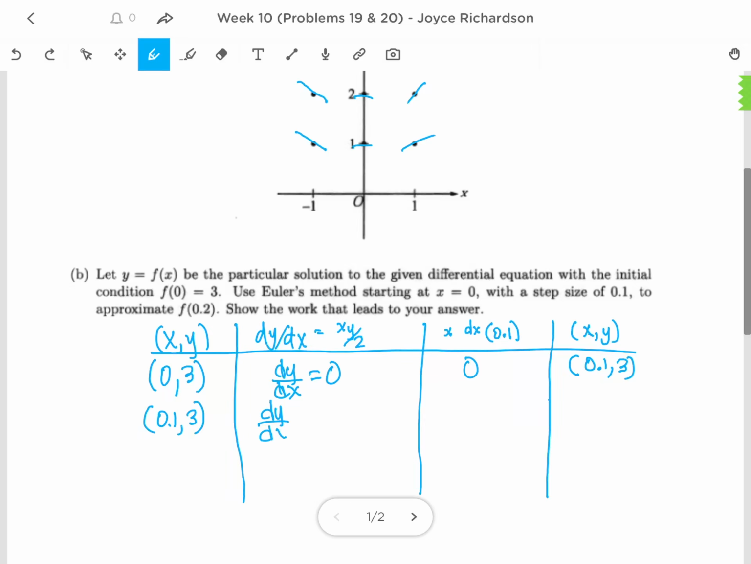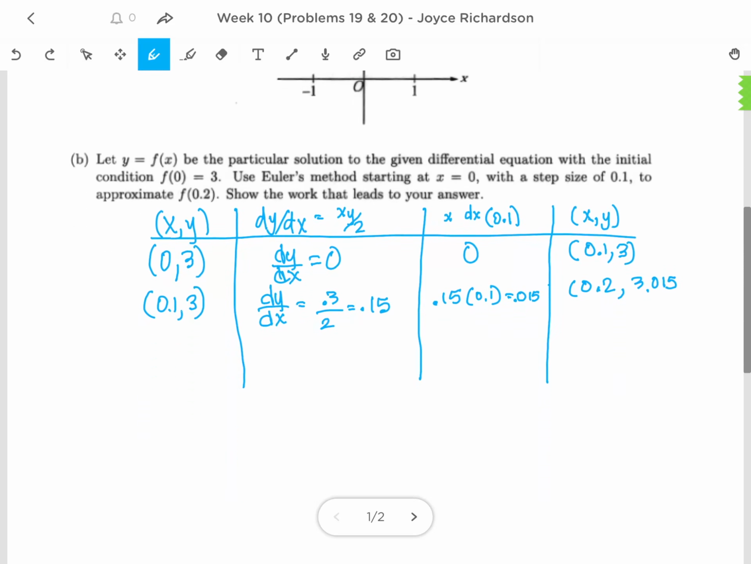To calculate dy/dx, I end up with 0.3 divided by 2, which is 0.15. And I'm going to take 0.15 and multiply that by my 0.1. So that's going to be 0.015, and that's my change in y. So now I have (0.2, 3.015). Now, some people just left it.